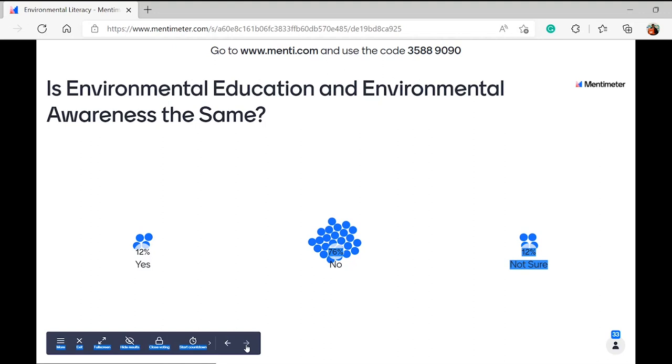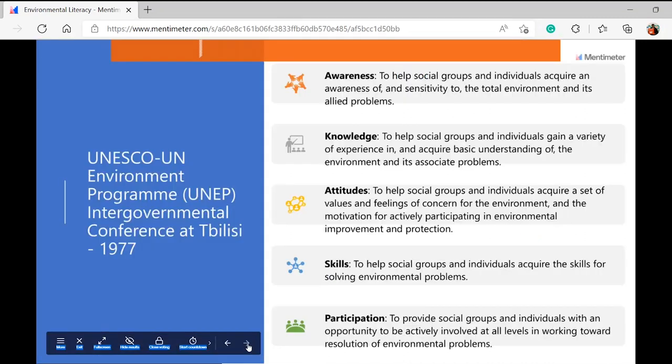Good. So 2/3 of the participants here think that they are not the same. So awareness, as you are right, is just one component of environmental literacy or environmental education. And the first definition was given at the UNESCO UN Intergovernmental Conference at Tbilisi in 1977. And this definition is mostly used by most of the organizations and has been modified a bit, but most of the elements are the same.